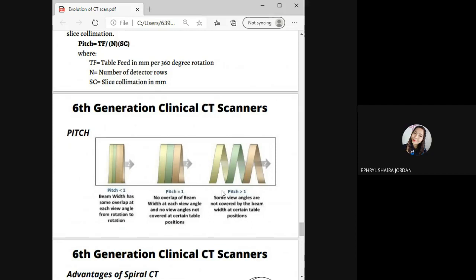So when pitch is greater than 1, there are interspaces created and some portion of the body is being missed. 'Di ba? Meron siyang na-miss dito. Kasi nga, malakas or mabilis yung movement ng table. So that is why it would lead to low image quality or low image resolution. Kasi nga, meron mang gap. Pag exact 1 ang pitch, perfect na perfect, walang gap.